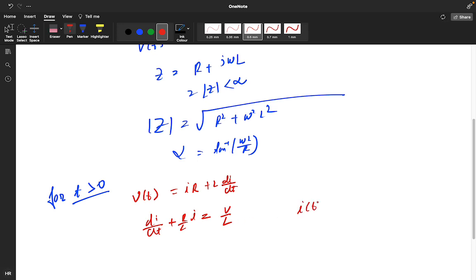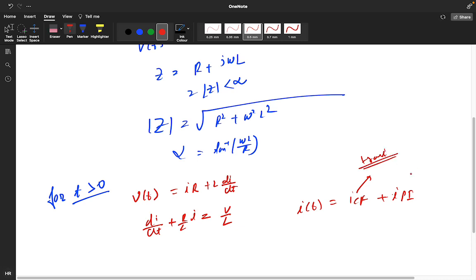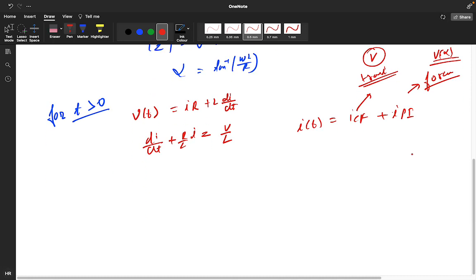So I of t can be written as I of complementary function plus I of particular integral. For the complementary function we are finding the transient response, and for the particular integral we are finding the forced response. For transient we make our main voltage 0, and for forced response we consider V at infinite. Okay, so the complementary function we will get.